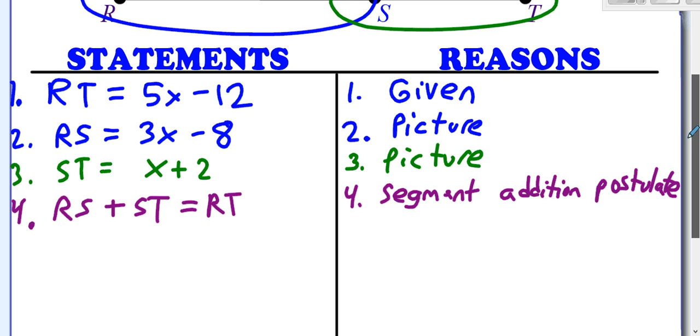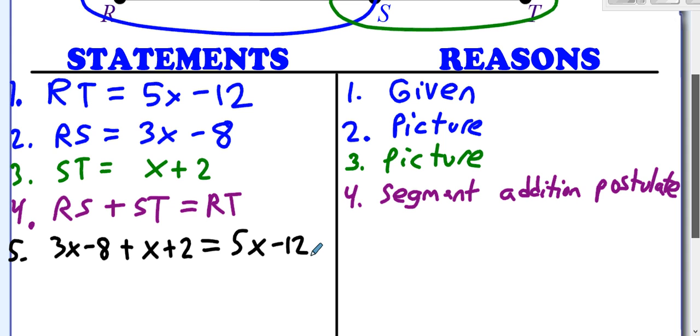So we just made an equation that used RS, ST, and RT. And right before we did that, we wrote down what each of those three things were. RS was 3x minus 8, plus ST is x plus 2, equals RT, 5x minus 12. So what we just did is we took out the letters and replaced them with the expressions. It's called substitution.